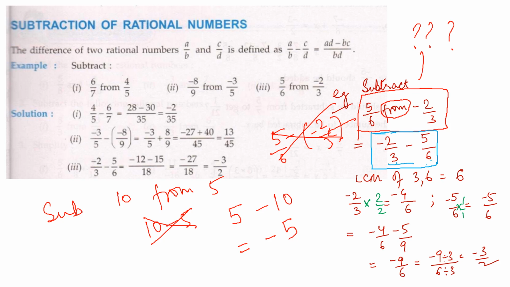The LCM of 3 and 6 is 6. Now 3 needs to be changed to 6. How? 3 will be multiplied by 2. So 2 down means 2 up. So the new rational number is minus 4 by 6.